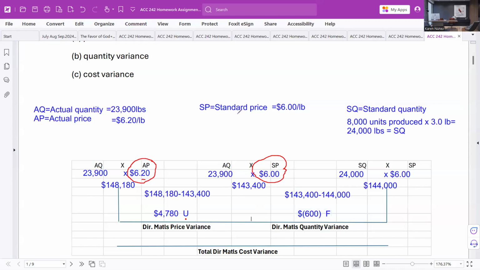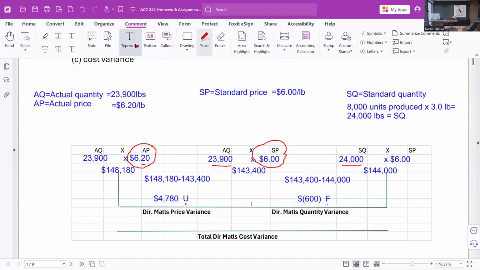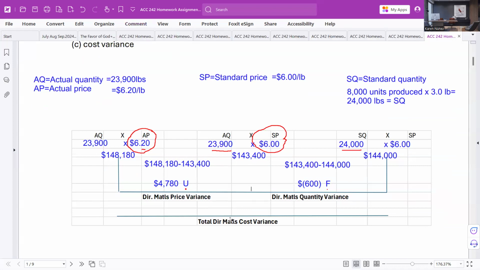So let me highlight that. We only use 23,900 pounds of the materials, but given the output, we should have used 24,000 pounds, hence a favorable variance. So the quantity variance is favorable because we use less. The price variance is unfavorable because it cost more. And when we put it all together, that's what we end up with and call a direct materials cost variance.